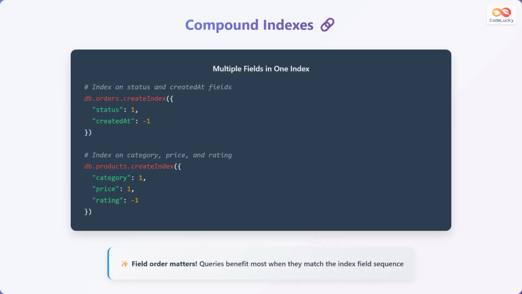Compound indexes. Multiple fields in one index. Index on status and created_at fields. The command is db.orders.createIndex, specifying status as 1 and created_at as -1. Index on category, price, and rating. The command is db.products.createIndex, specifying category as 1, price as 1, and rating as -1. Field order matters. Queries benefit most when they match the index field sequence.